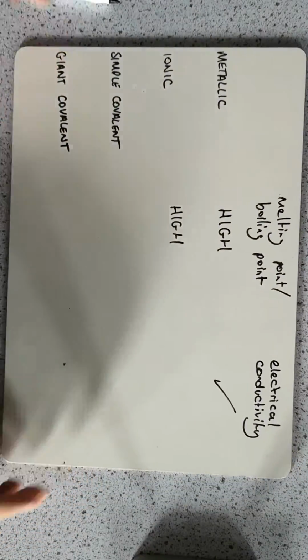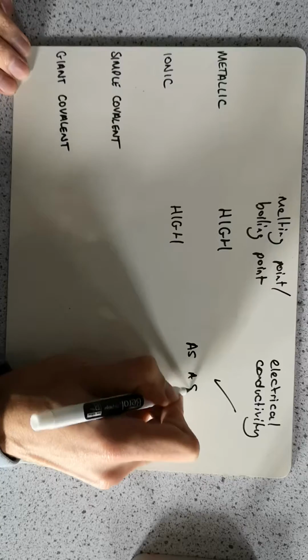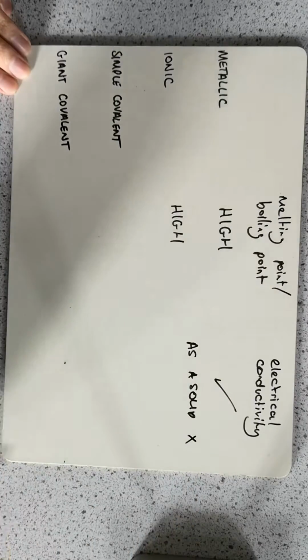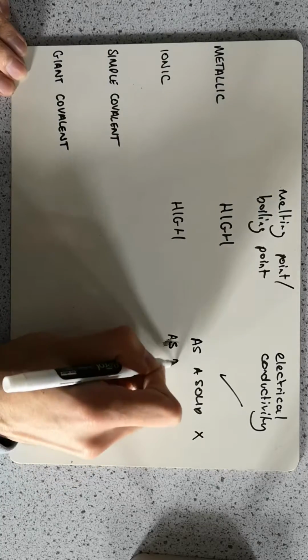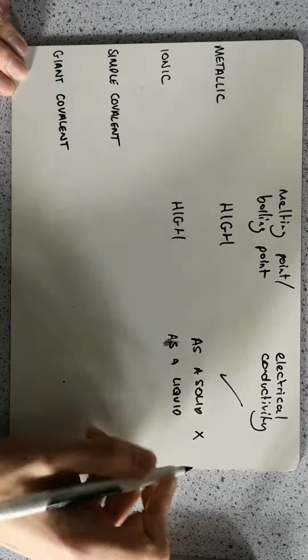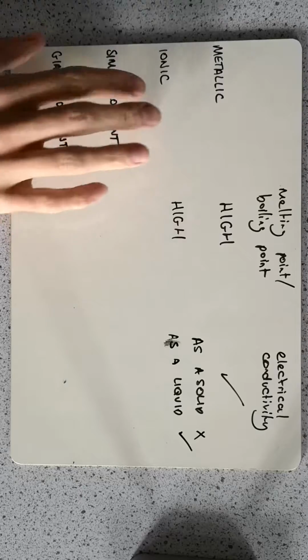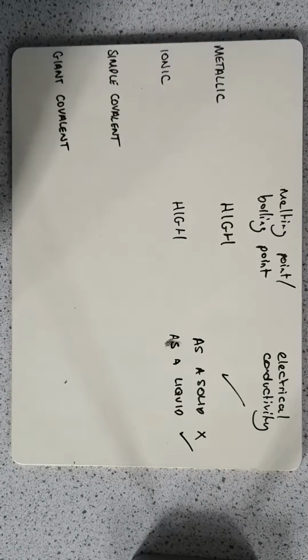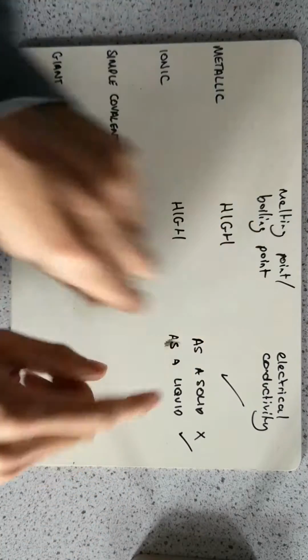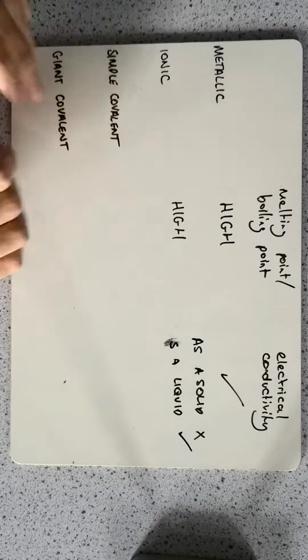So I go to my table. We can separate it as a solid: no, it won't conduct electricity. As a liquid, or molten, or dissolved, yes, it will conduct electricity. Ionic tends to come up in tests and questions because this takes a bit of understanding. By answering this question, you show that you understand electrical conductivity and can apply it to ionic bonding. So it's an important one to know.